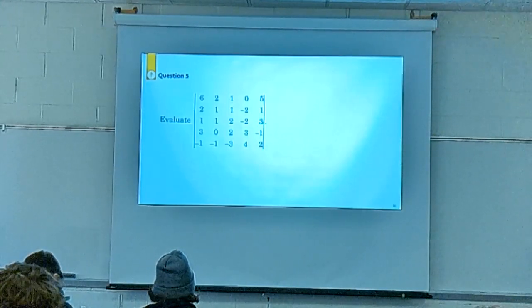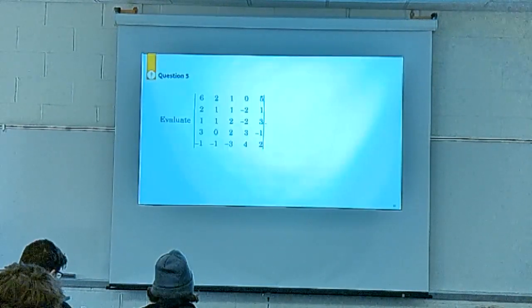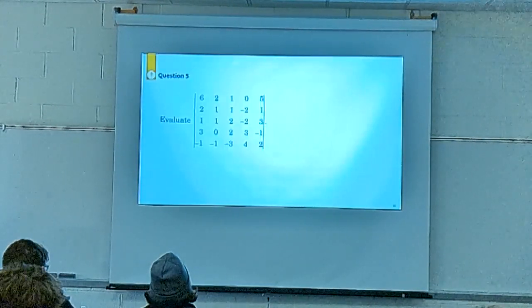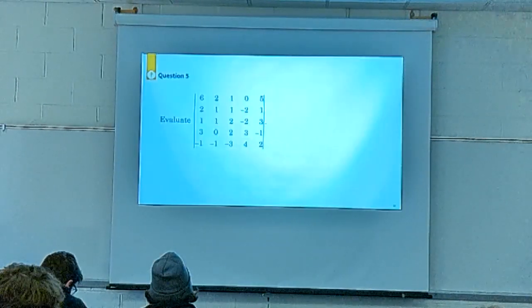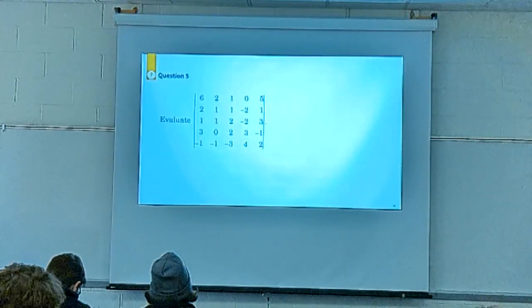And once you get to 6 by 6, forget it. 6 by 6 has 720 permutations. So you have 720 terms using the definition of the determinant.